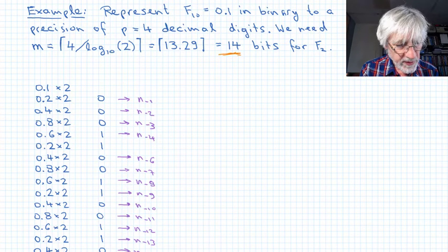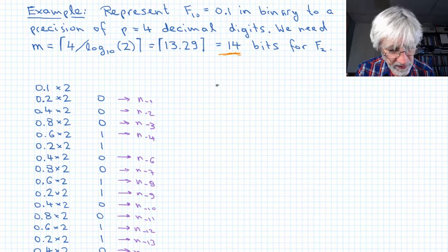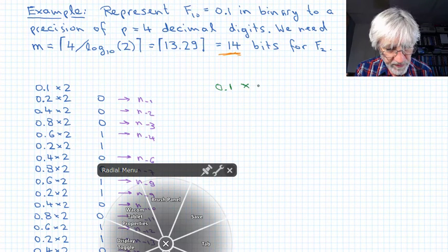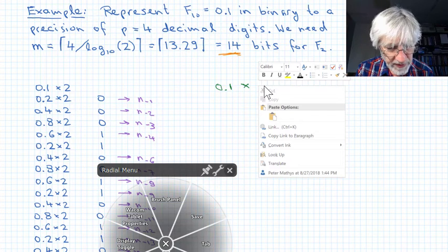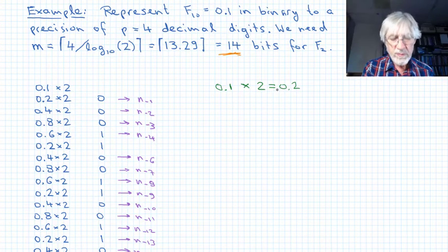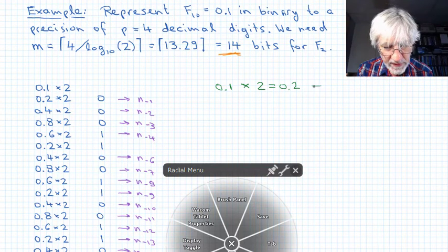So we're going to start out here with 0.1. That's the decimal number that we want to convert to binary. We multiply by 2 to obtain 0.2. Okay, so times 2 gives us 0.2. So that's now the shifted representation, and we can see that we have a 0 in the integer part and the 0.2 in the fractional part, so we do not change anything in the integer part, but we note that n sub minus 1 is going to be equal to 0.